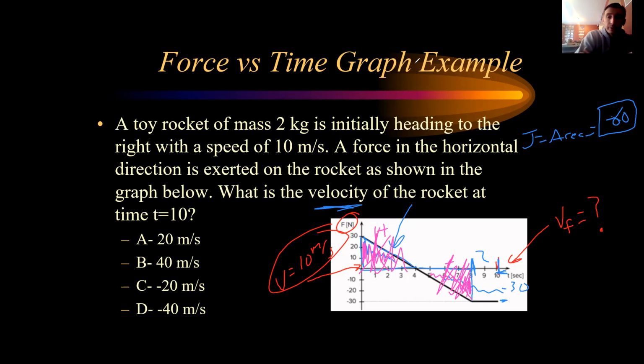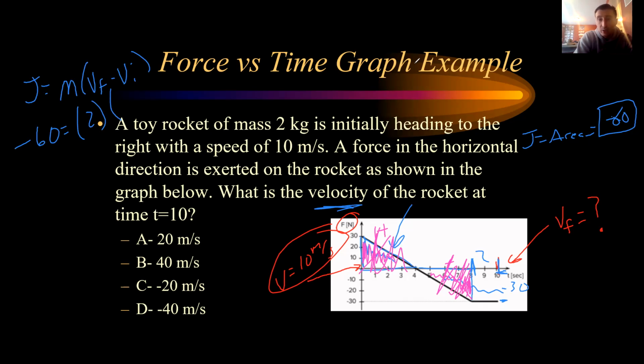So now, how do we get that to relate to velocity? Well, what we do is we look at this. We know that impulse is equal to change in momentum, which is equal to m(vf minus vi). So if I look at this, my impulse is negative 60. My mass is 2. My velocity final, that's what I'm looking for.